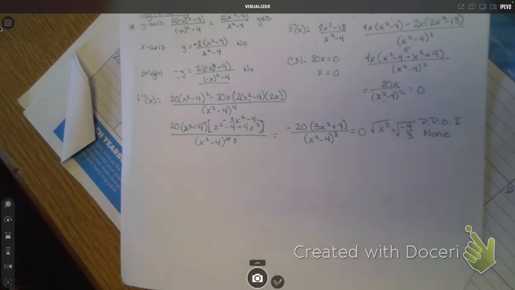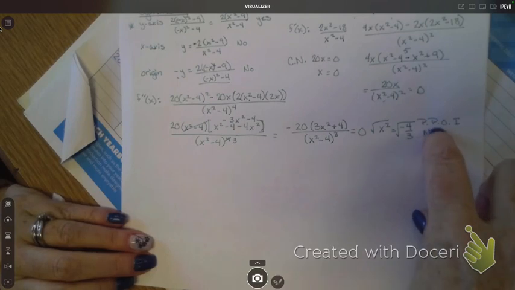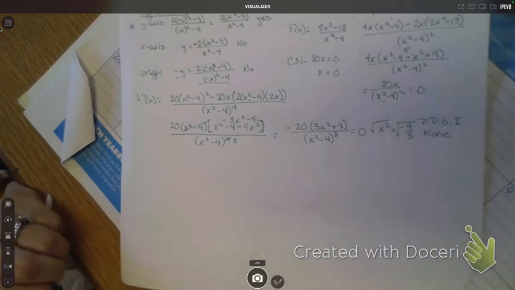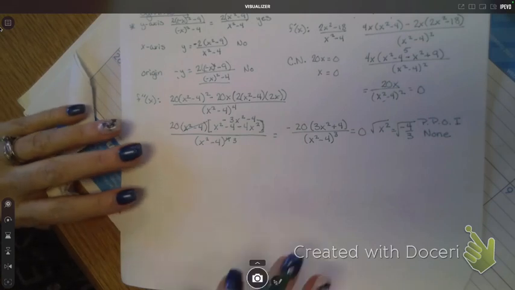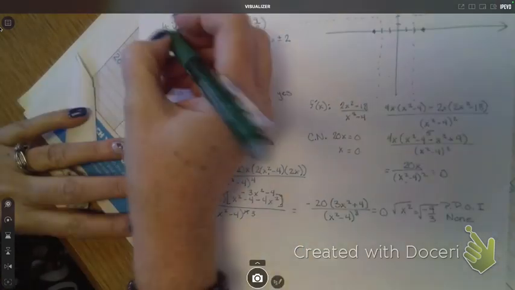So there is no change in concavity. That's what that tells you. Because the possible points of inflection is where it may happen, right? But this doesn't have any. So we now come to our intervals. So our intervals, we got our vertical asymptotes.